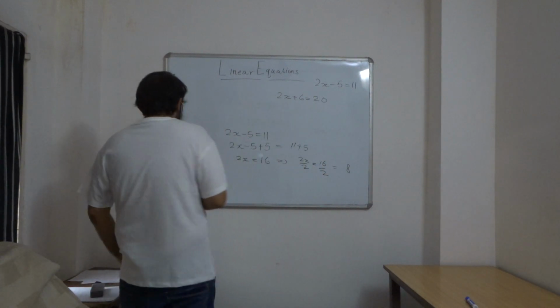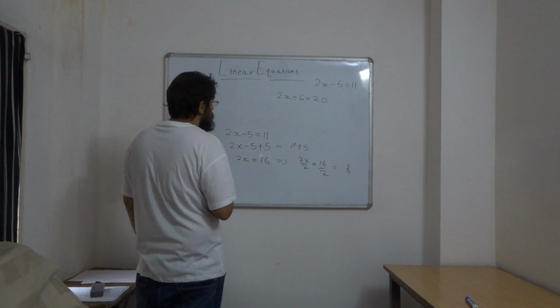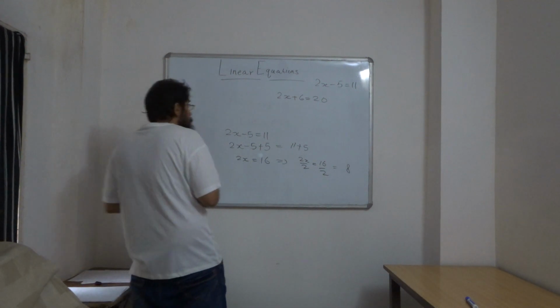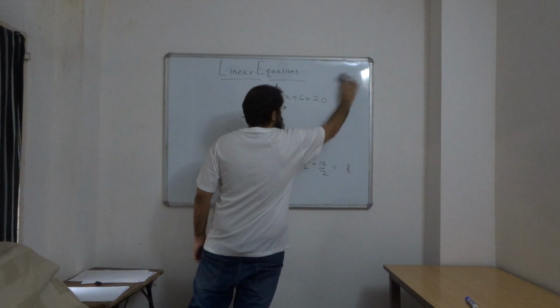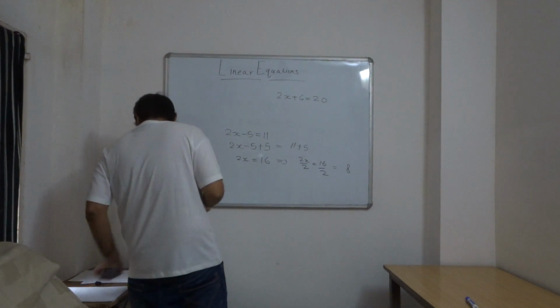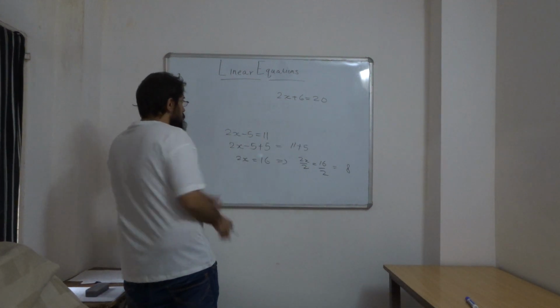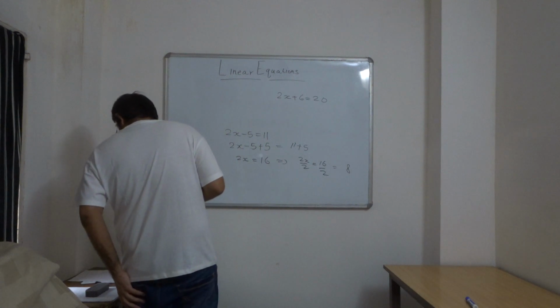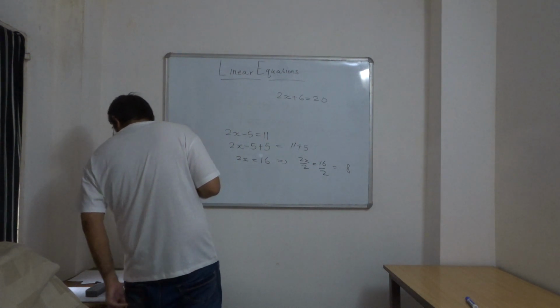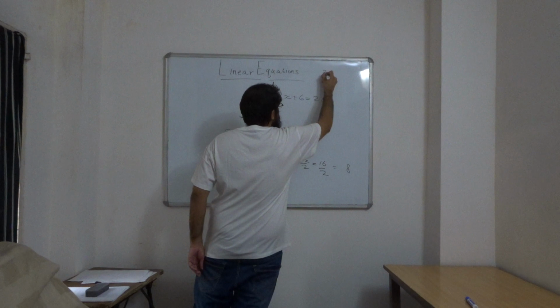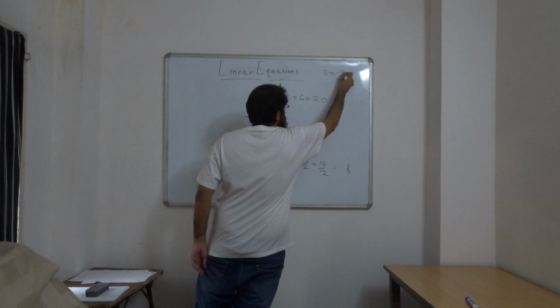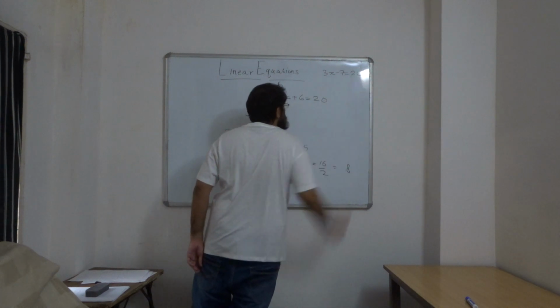Now, all of you guys who have solved this question and this question, let me give you one more question right here: 3x minus 7 equals 20.